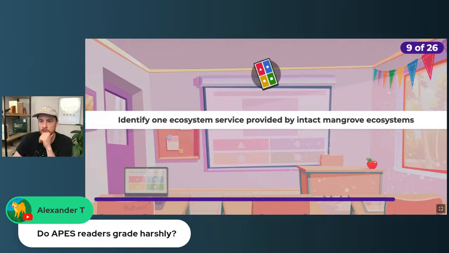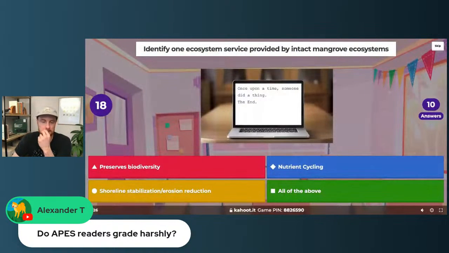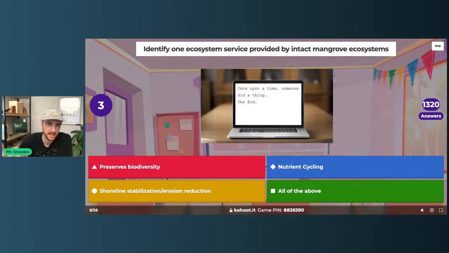So I wouldn't say it's harsh, but I would say it might feel strict. Like they do have a high bar. We really want you to demonstrate that you understand the concept being asked. And that's why using vocabulary from the Quizlet sets can be so helpful. It helps communicate that you understand what you're talking about.